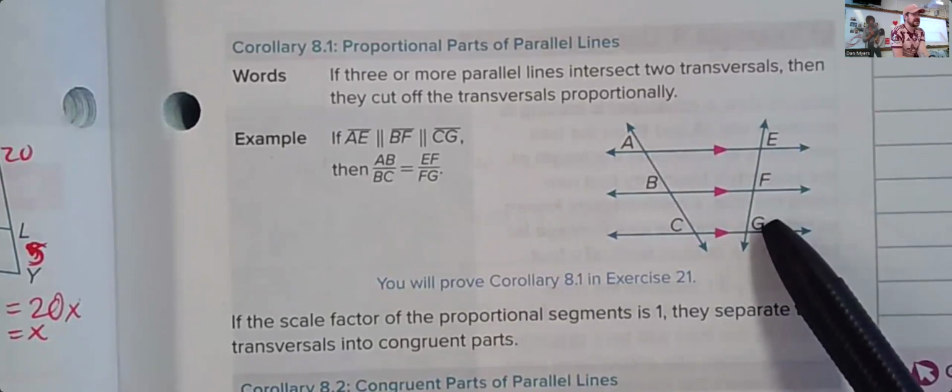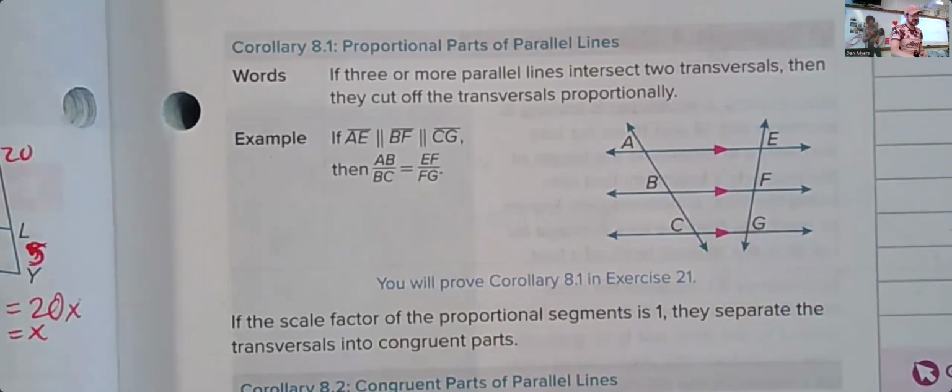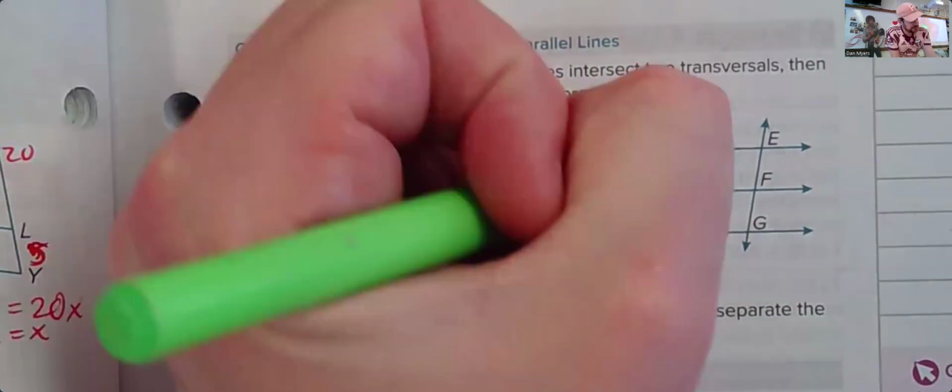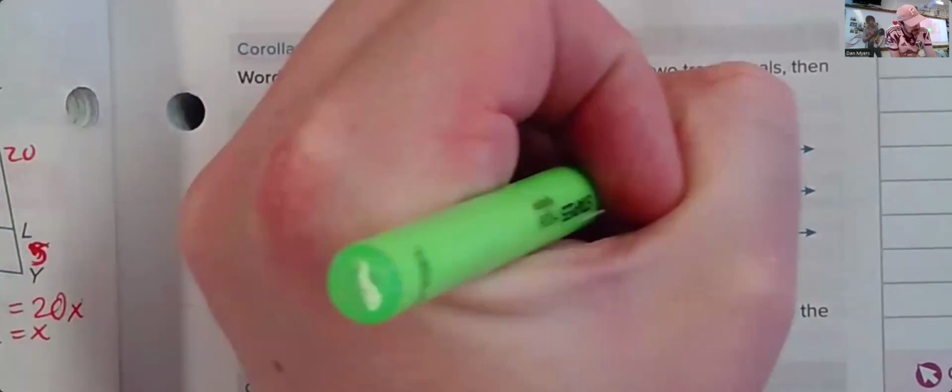It's basically exactly the same thing as the triangle proportionality theorem, except if you were to highlight this shape, it wouldn't make a triangle. What shape would it make?